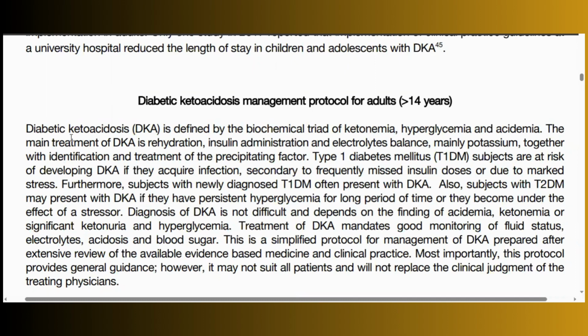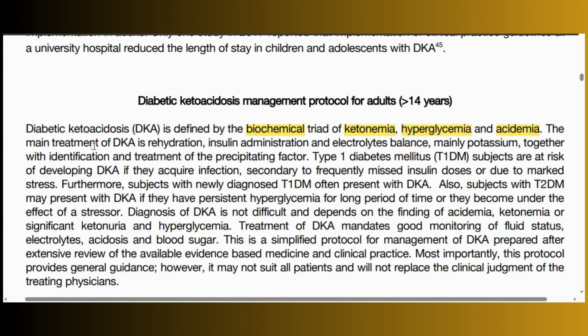So, diabetic ketoacidosis is defined by the biochemical triad of ketonemia, hyperglycemia, and acidemia. So, the DKA biochemical triad: ketonemia, hyperglycemia, and acidemia.